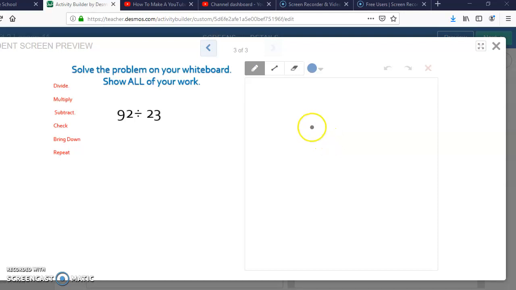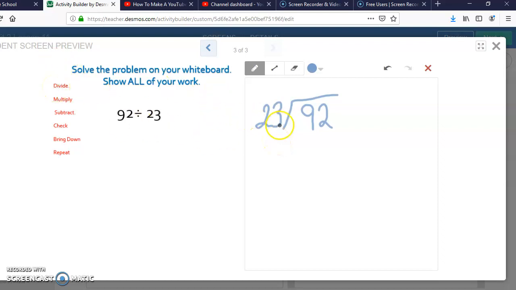All right, boys and girls, we are going to solve this problem, and we need to rewrite 92 divided by 23 on your whiteboard. So let's set it up so that we can solve it, and we're going to use our division house, our symbol here, and our divisor is 23.